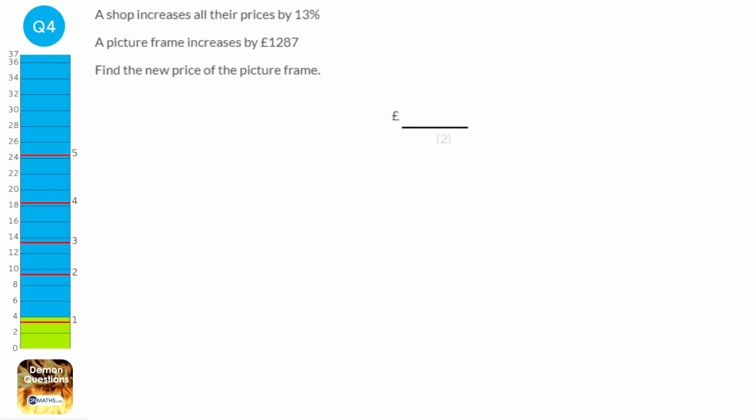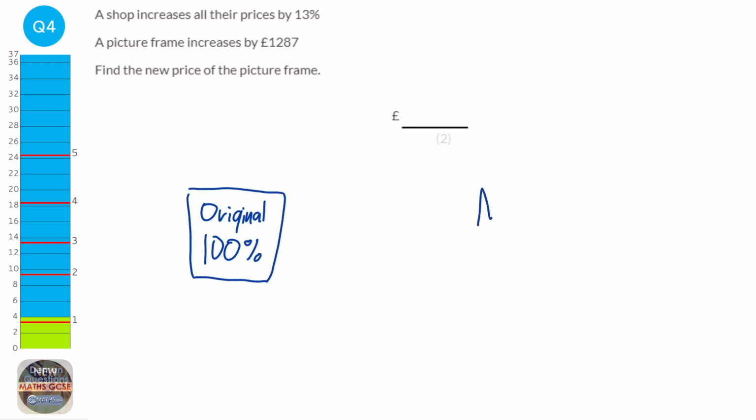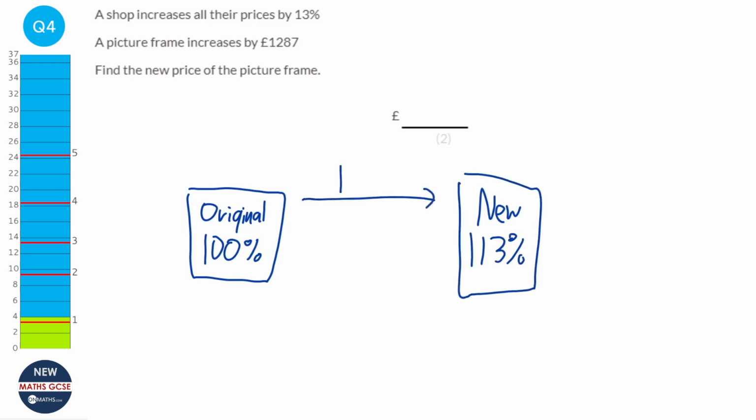So we have an original amount, and this represents 100% of the original amount. The new price, or new amount, represents 113% because it has said that it has gone up by 13%. So it has increased by 13%. And as a value, that increase is £1,287. So it's 13% of the original. It's gone up 13% of the original price.